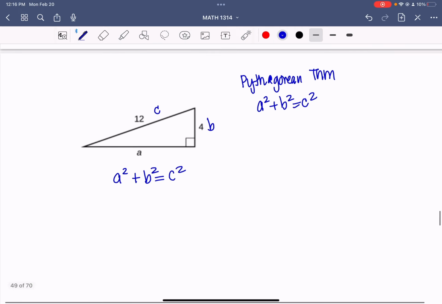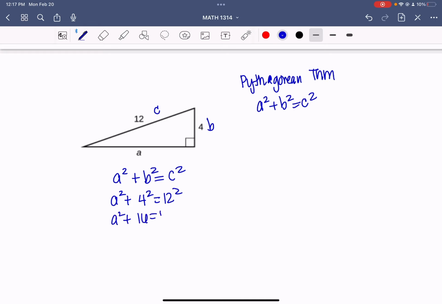That means I would be looking at a squared plus b squared equal to c squared. Let's plug in our b's and c's. So a squared plus 4 squared is equal to 12 squared. Solving this out gives me a squared plus 16 equal to 144. And now we're to what we're doing when we were solving for x. I just have an a there, so I'm going to subtract 16. So I get a squared equal to 128.